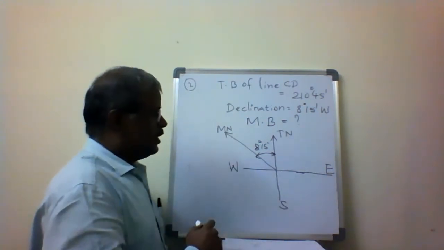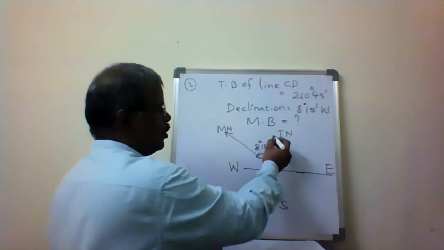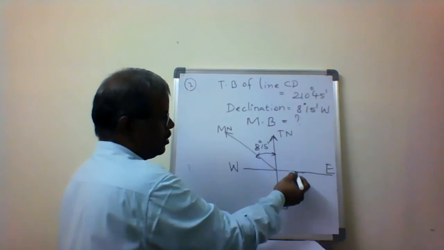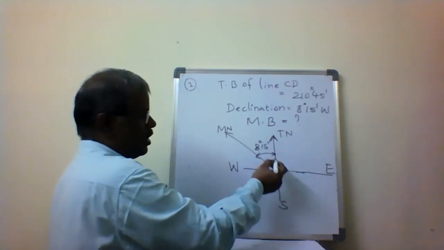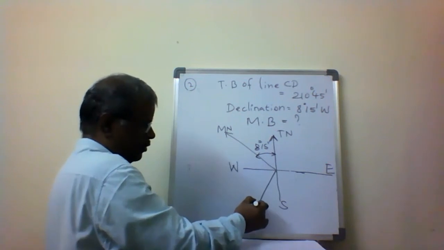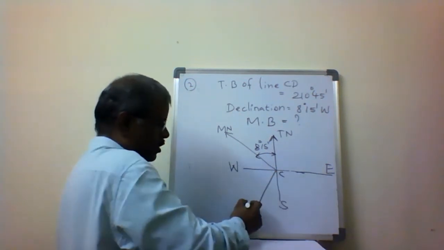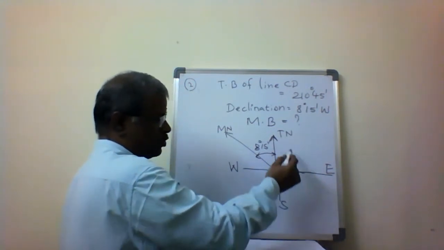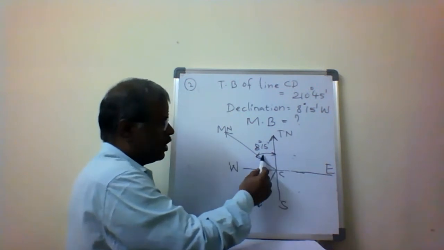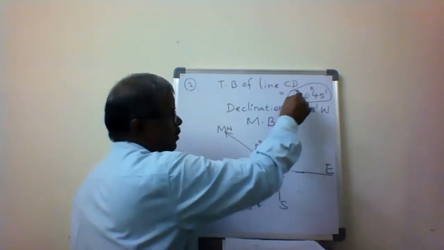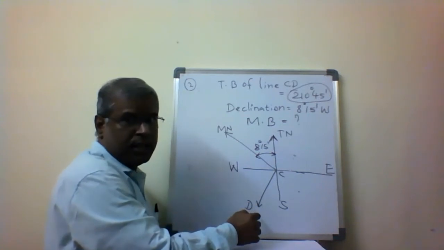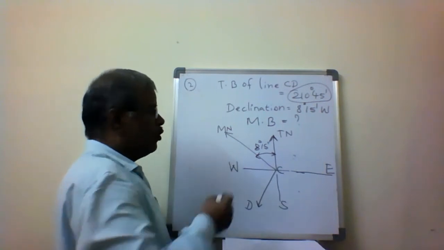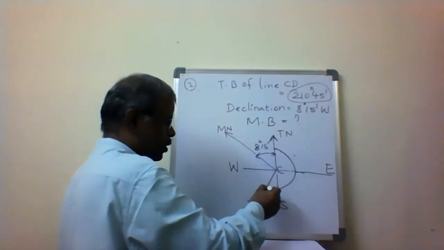So, the true bearing of the line CD. CD true bearing is measured from true north and is given as 210 degrees 45 minutes. 90, 180, and 210 means it is going to come over here. Your line CD: this is the first quadrant, 90, and the second quadrant, 180. 210 degrees 45 minutes means the direction of CD is in the third quadrant.